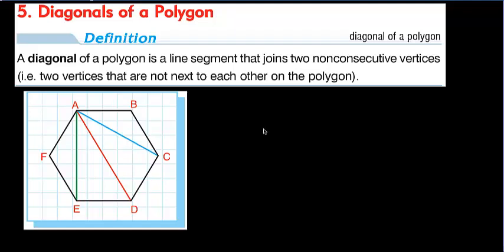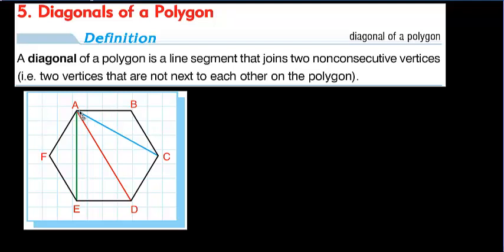Now we are going to start a new chapter with this video, and our topic is going to be polygons and their properties. The first property is about the diagonals, and let me first explain what a diagonal is. A diagonal of a polygon is a line segment that joins two non-consecutive vertices.